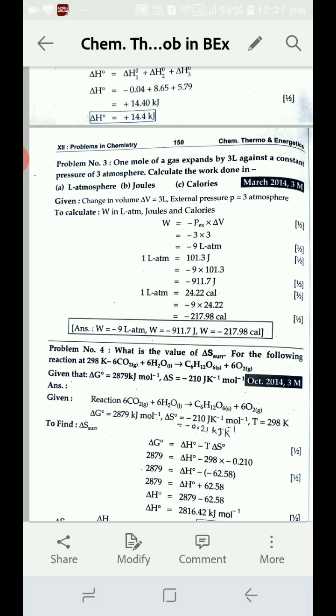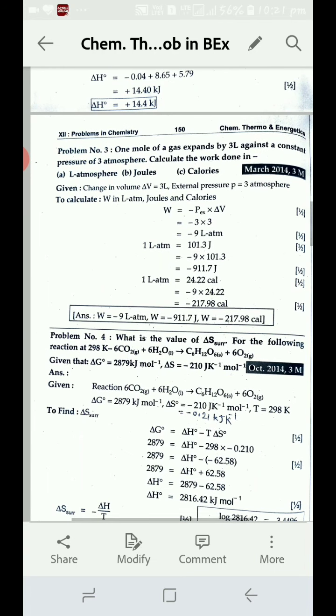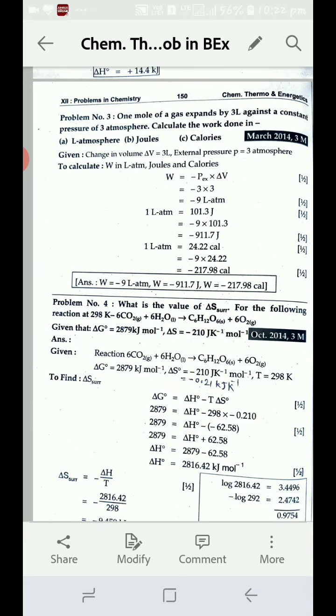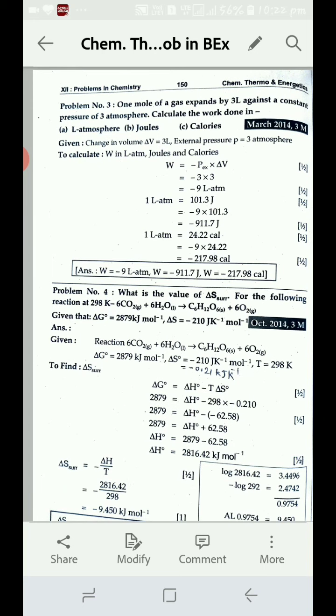Okay, now this is only the standard enthalpy change. Now when you have to calculate delta S surrounding, what is the formula? Delta H divided by T and with a negative sign. That carries half mark, so substitute the values and calculate the answer. So delta S surrounding is equal to minus 9.450 kilojoule per mole. So your answer value carries half mark and unit carries half mark.